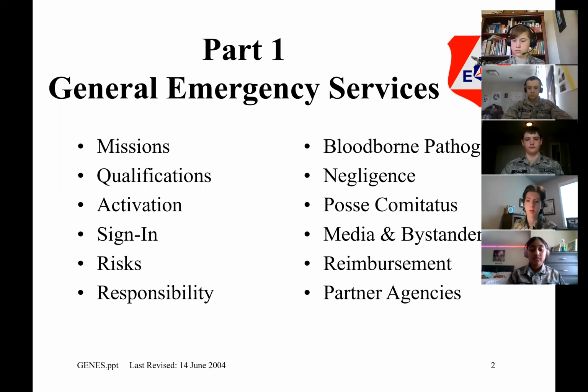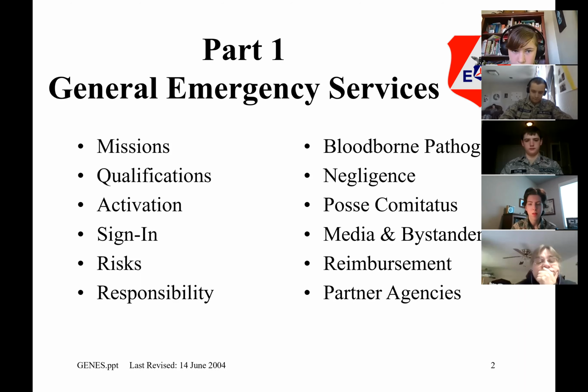So, General Emergency Services. We have all of these different components in emergency services. We have missions. That's what everybody thinks about. We have the qualifications. Those are the different specialties and things you have to do to perform in specific duties. Activation, how we get called out to perform. We can't just go, hey, there's such and such on TV, let's go help as Civil Air Patrol. There's sign-in processes, and on the flip side, sign out. Risks involved, who's responsible for what, bloodborne pathogens, negligence, posse comitatus, bystanders, reimbursement, especially for senior members. If we're putting gas in the van, how do we get paid for it? Or are we going to get paid for it? And then partner agencies.